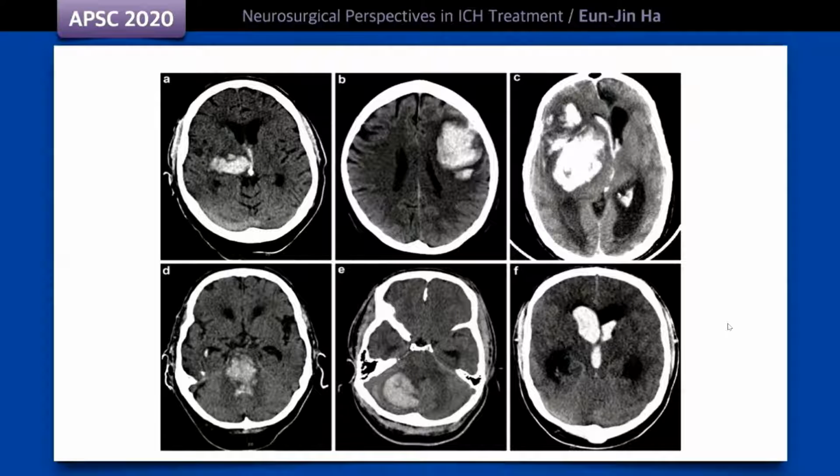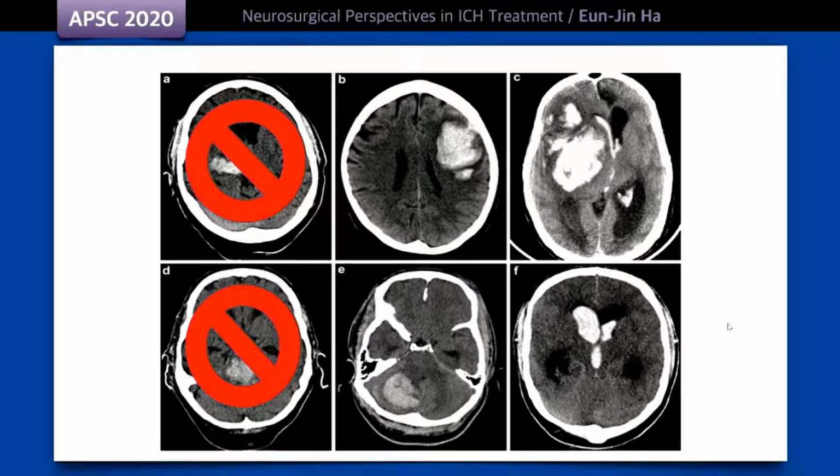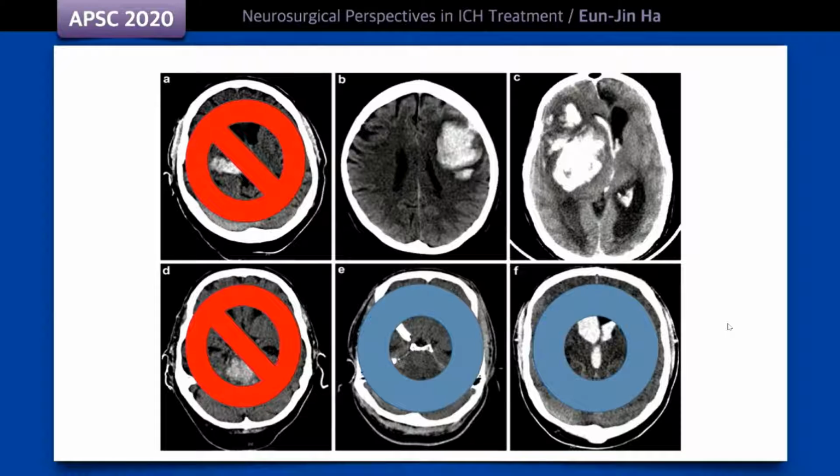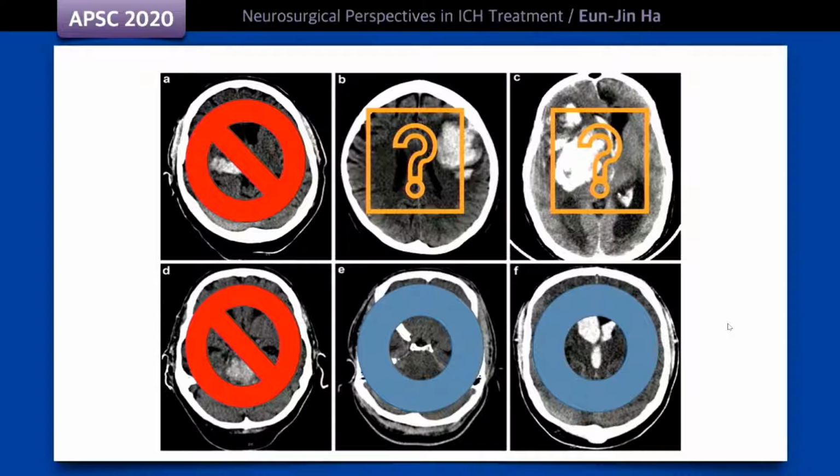In the clinical setting, no neurosurgeons do surgery for this small amount of thalamic and pontine bleeding, and every neurosurgeon does surgery for this cerebellar hemorrhage and intraventricular hemorrhage. How about this lobar hemorrhage or significant amount of deep-seated hemorrhage with midline shift? Maybe most neurosurgeons do surgery.